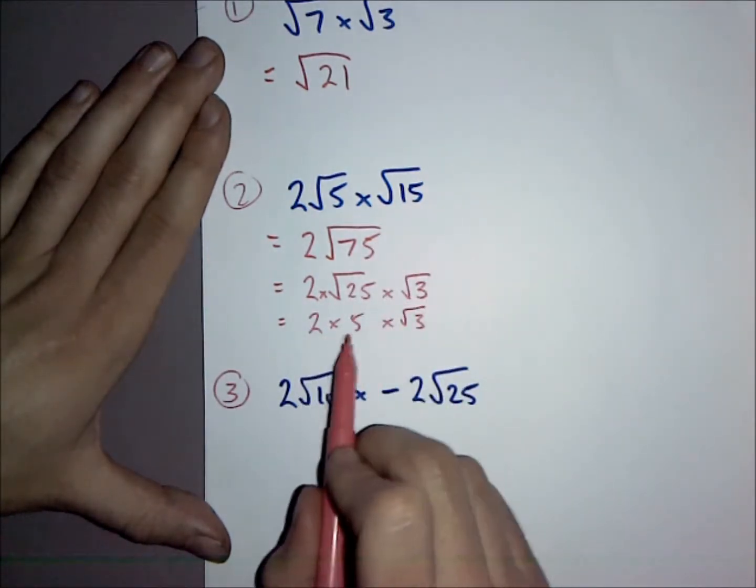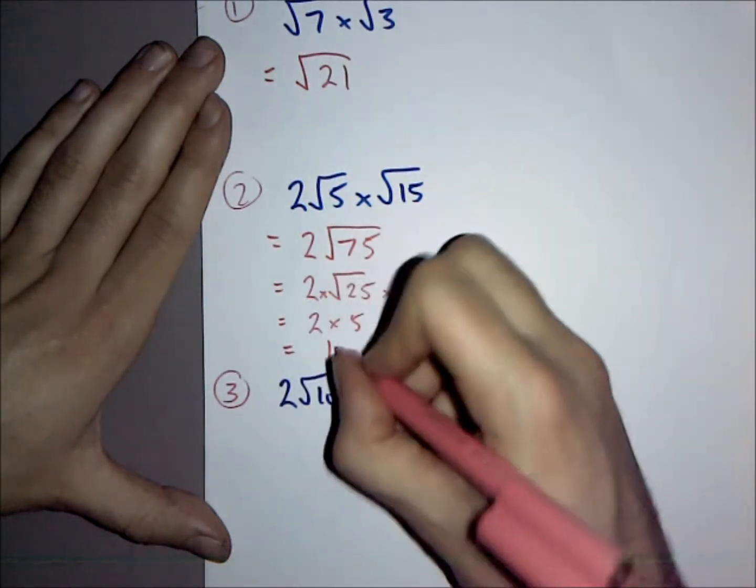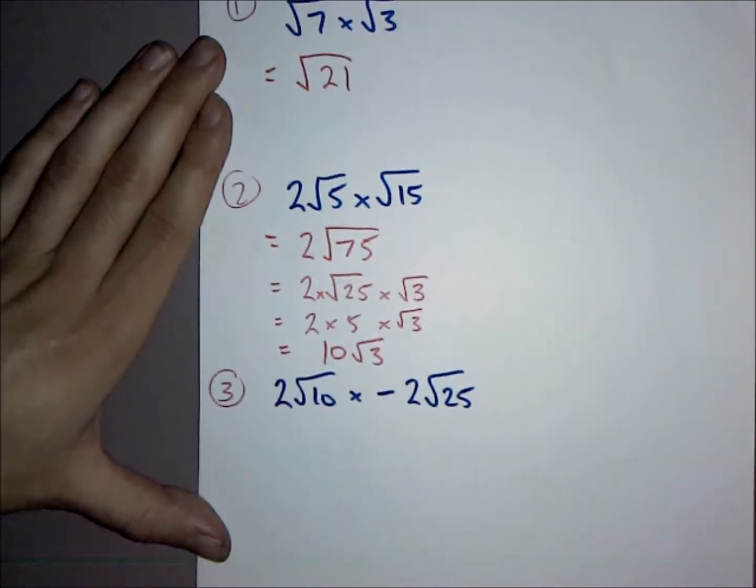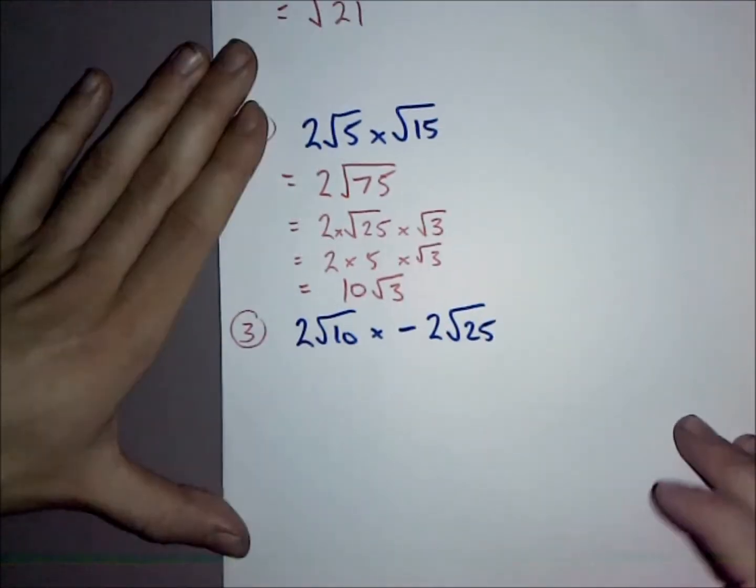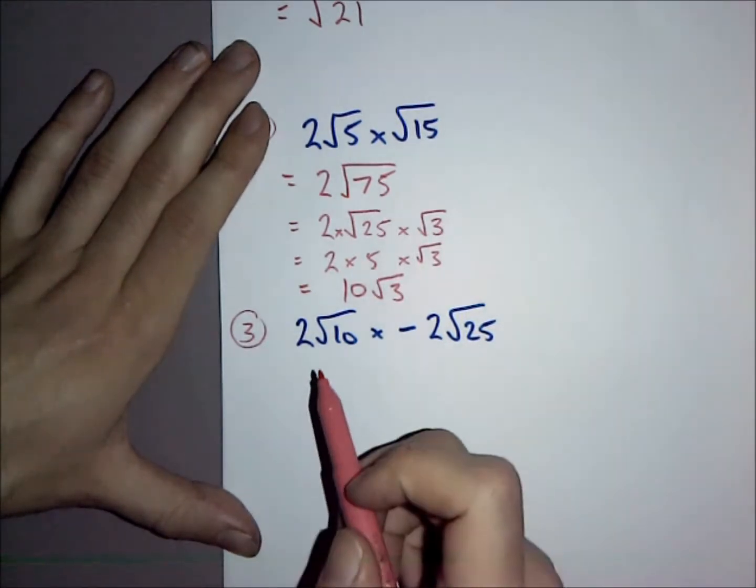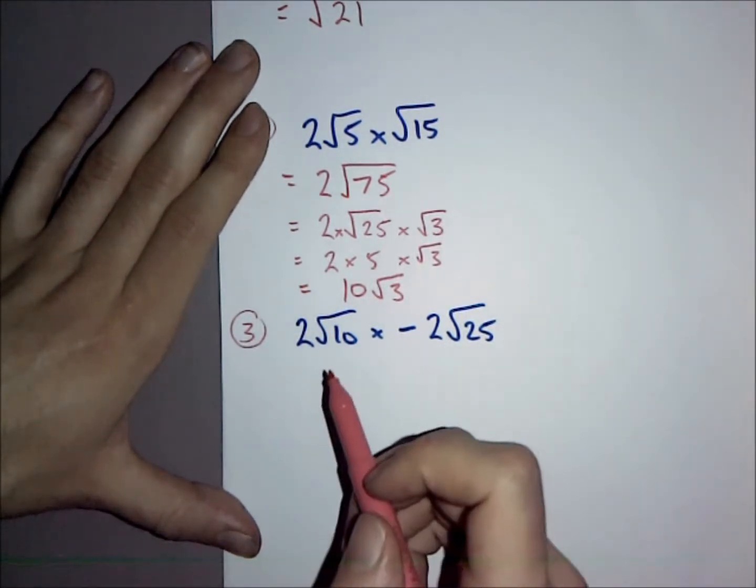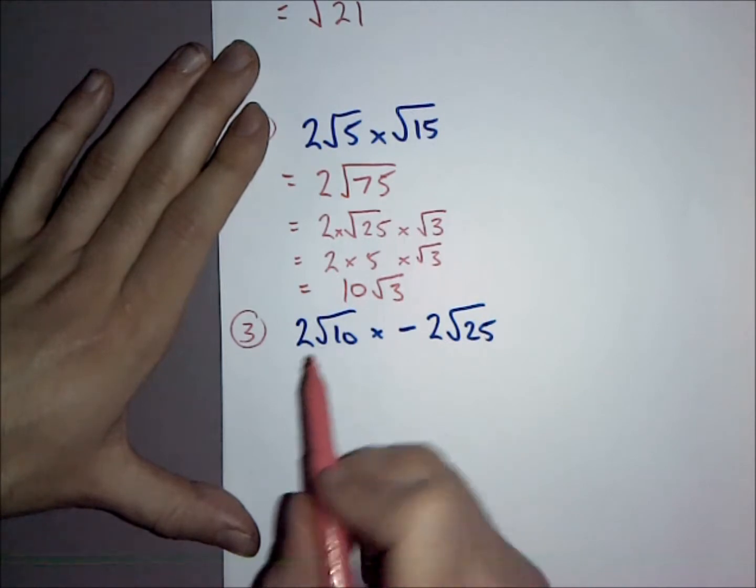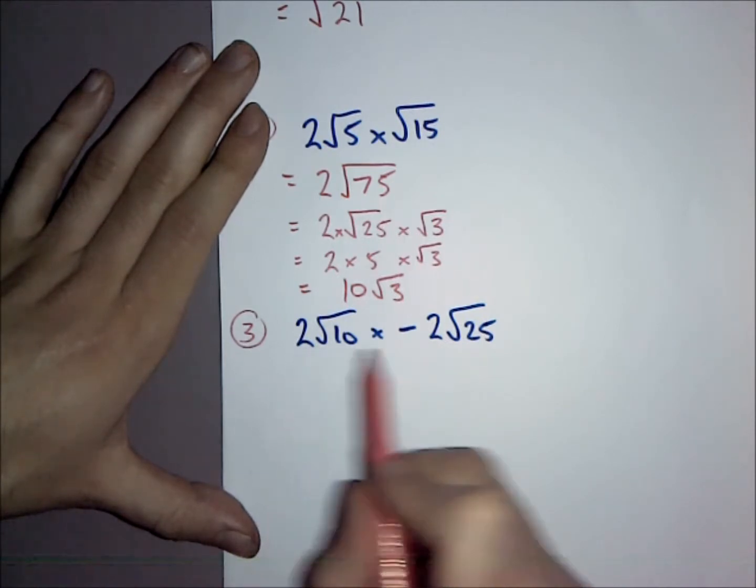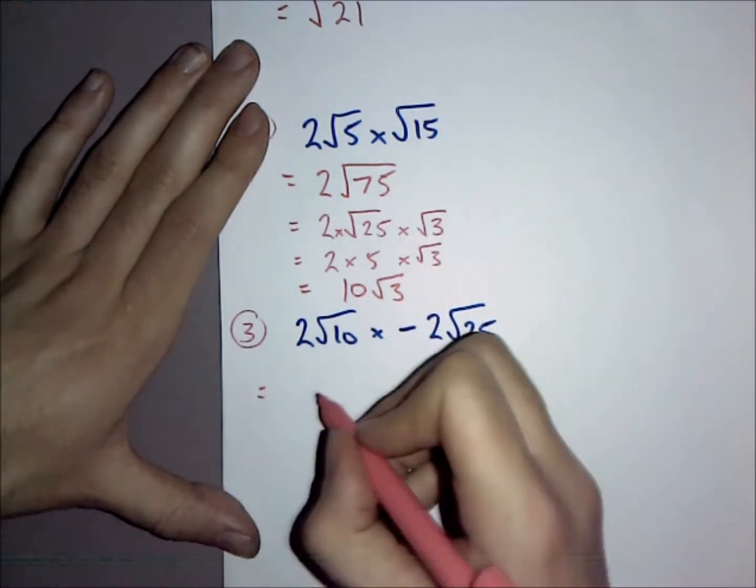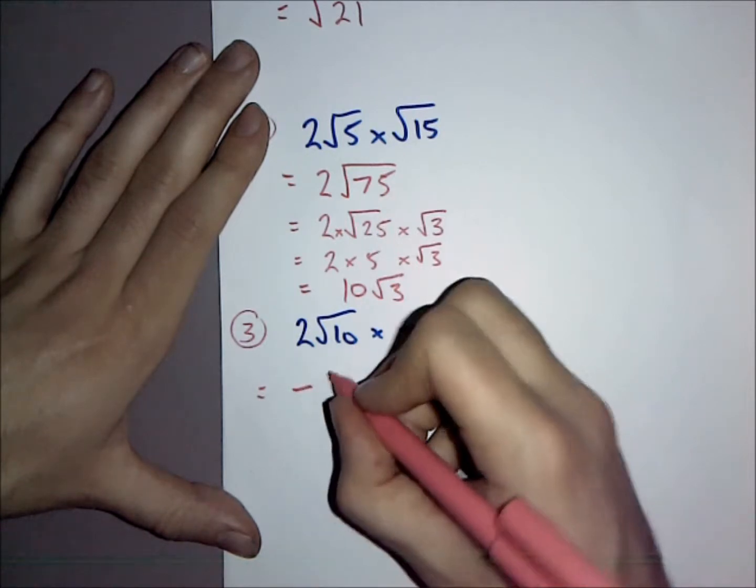And then we'll just multiply our 2 and 5 together. So that's going to give us 10 root 3, which is in the simplified form. Now, sometimes you're going to have negatives, and it's just the same rules that you normally apply to negative numbers. So we'll do the coefficients first. So a positive times a negative is a negative. 2 times 2 is 4.